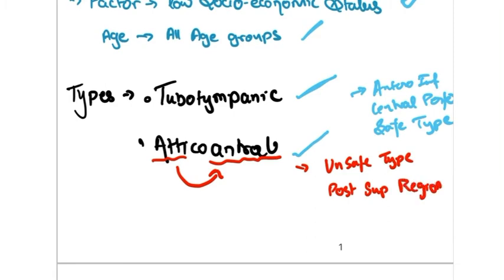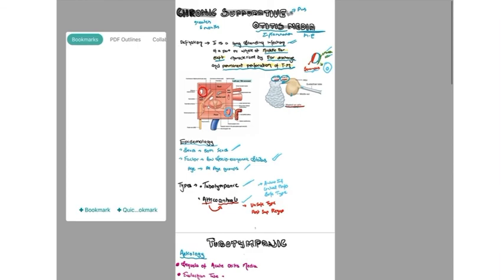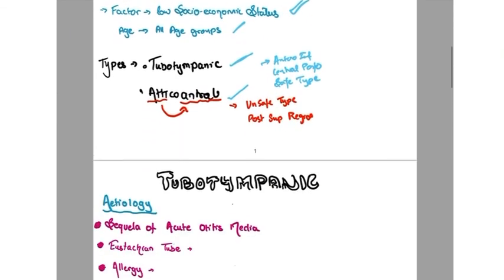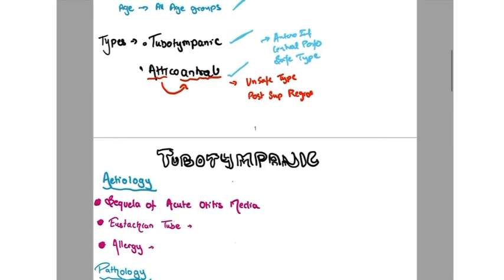Okay, so this is all about chronic suppurative otitis media. In the next part, we'll talk about tubotympanic and atticoantral.